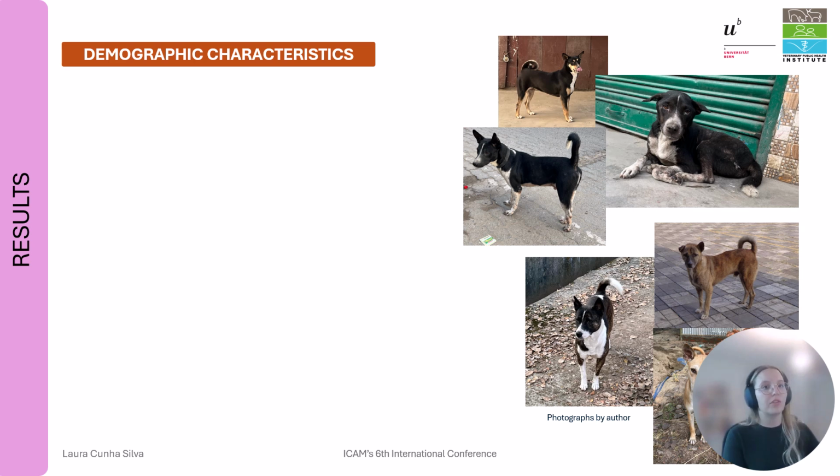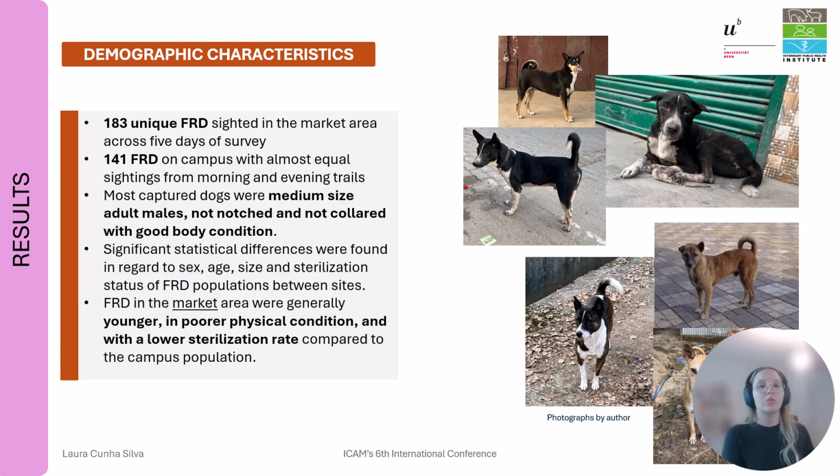So, what did we find? Starting with demographic characteristics. Here you can see some of the sighted dogs in the market area, the top 3 pictures, and some of the sighted dogs on campus, the bottom 3 pictures. A total of 183 unique free-roaming dogs were sighted in the market area across the 5 days of surveys. In the gated campus, the total unique sightings were 141, with almost equal sightings from morning and evening trails.